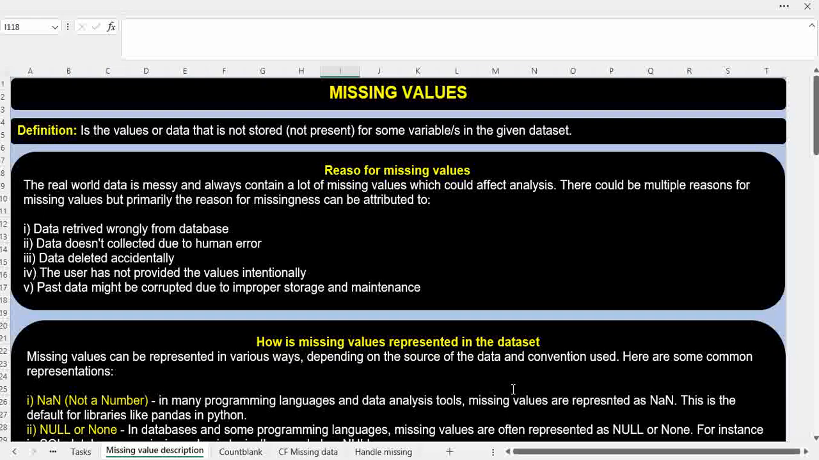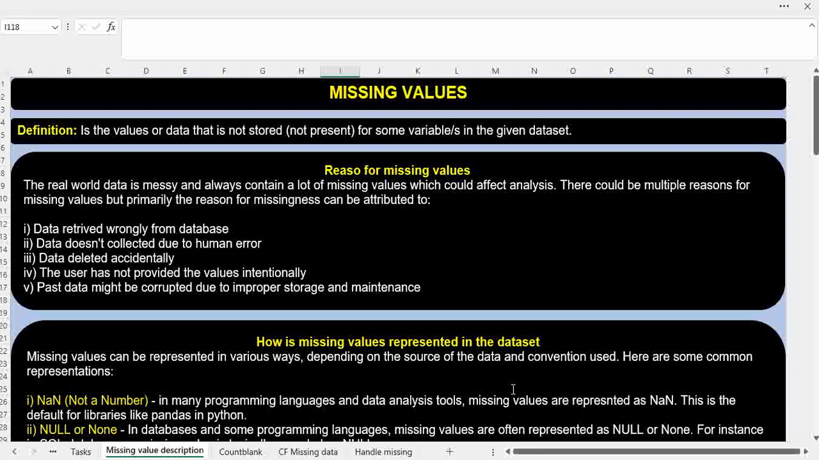Data can be deleted accidentally. While you're trying to clean your data, you might end up deleting some values, leading to missing data. So as an analyst, you have to be very careful not to delete any value while cleaning or analysis.